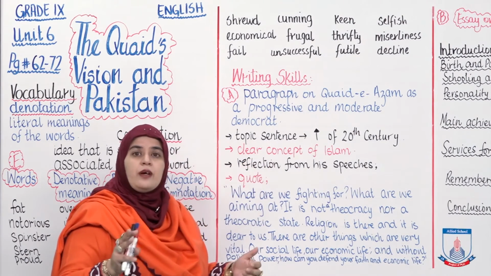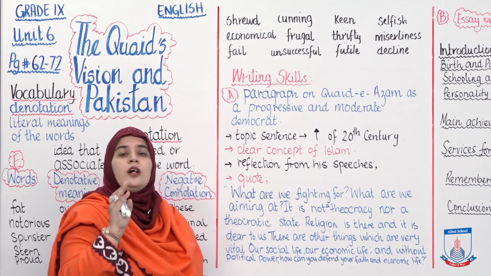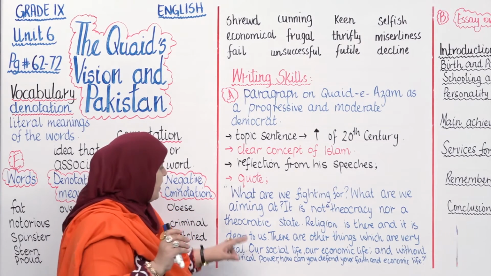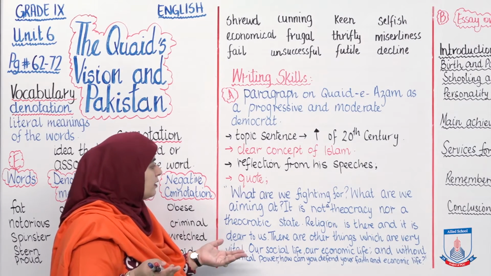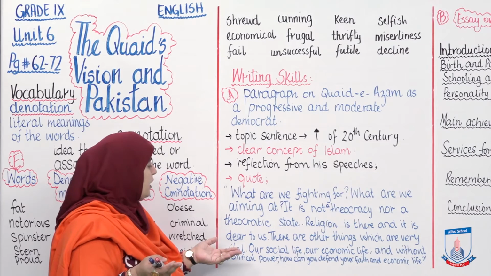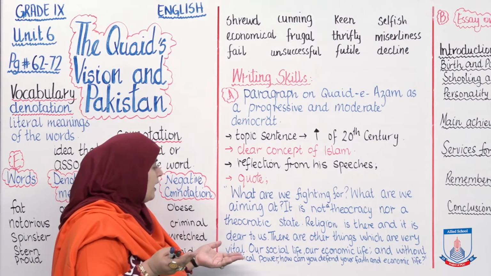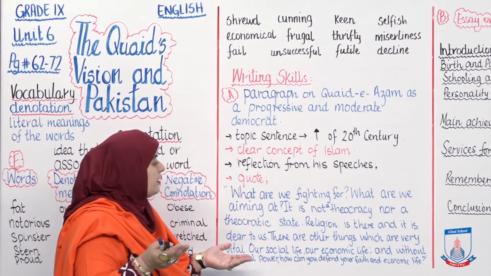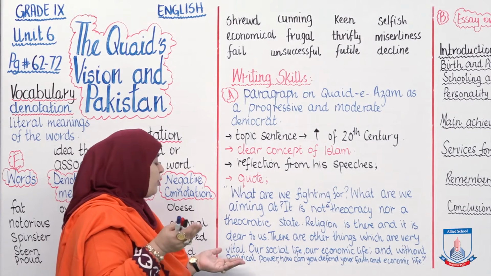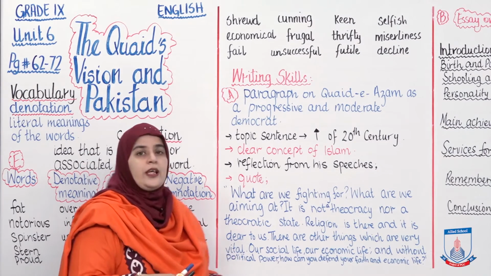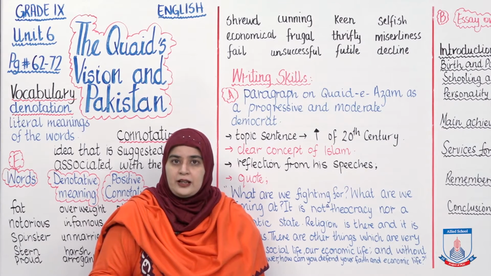Okay? In one of his speeches, Quaid-e-Azam Muhammad Ali Jinnah was heard to have said that what are we fighting for? What are we aiming at? It's not a theocracy, not a theocratic state. Religion is there and it is dear to us. There are other things which are very vital, our social life, our economic life, and without political power, how can you defend your faith and economic life?